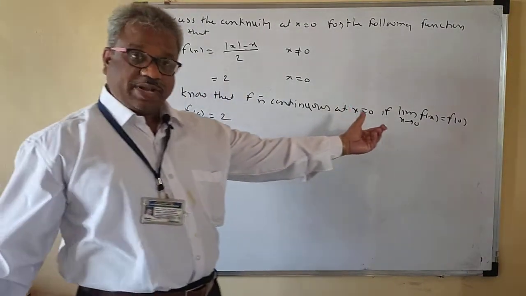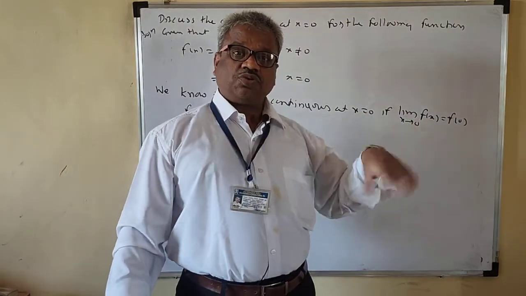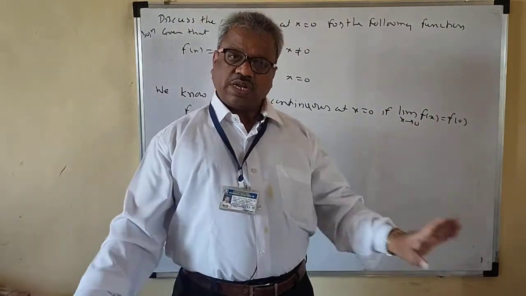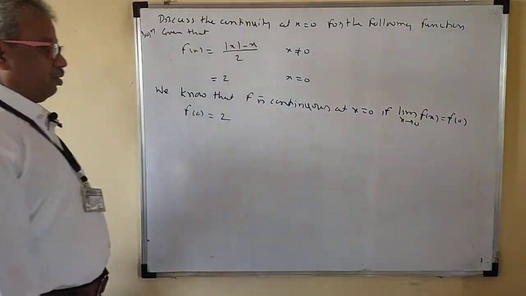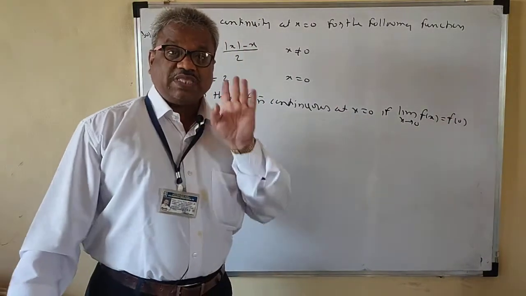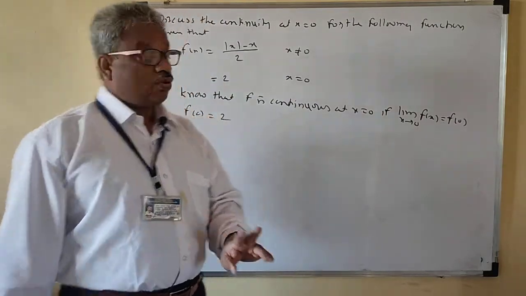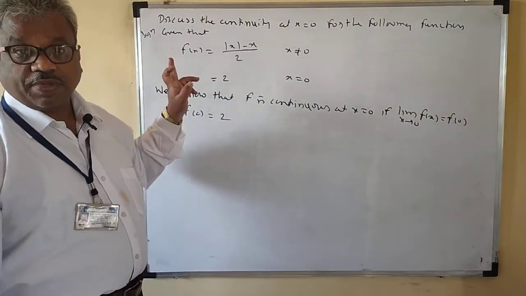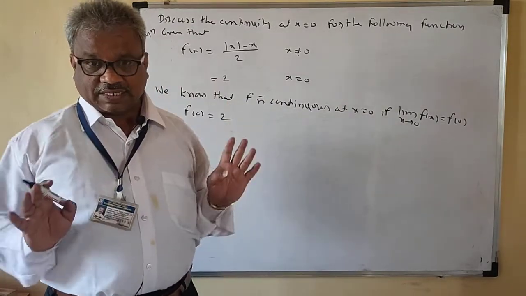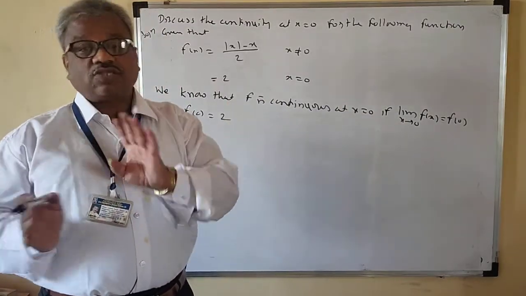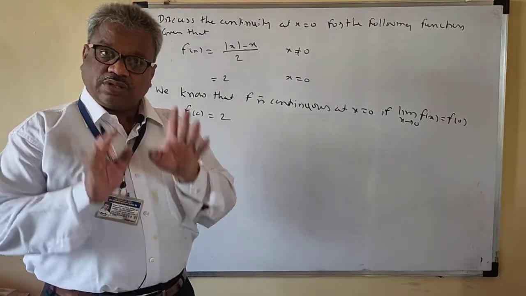Now we check the limit x tends to 0 of f of x. If it is equal to 2, your function will be continuous. If it is not equal to 2 or does not exist, then the function will be discontinuous. Now x tends to 0 means x is less than 0 and x is greater than 0. This is the modulus of x. If x is less than 0, mod x is minus x. Mod of a negative number is minus of that number, and mod of a positive number is itself.